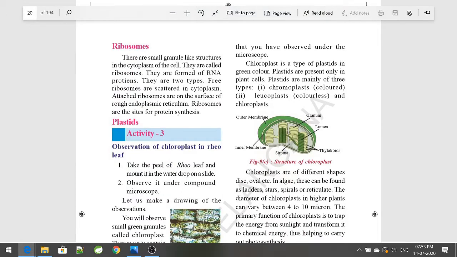Okay, ribosomes. What are ribosomes? We find ribosomes on the rough endoplasmic reticulum. They are structures in the cytoplasm of the cell, called ribosomes. They are formed of RNA and protein. There are two types. Free ribosomes are scattered in the cytoplasm. Attached ribosomes are on the surface of the rough endoplasmic reticulum. Ribosomes are the sites of protein synthesis. So we can find them on the rough endoplasmic reticulum, and also floating or scattered in the cytoplasm.